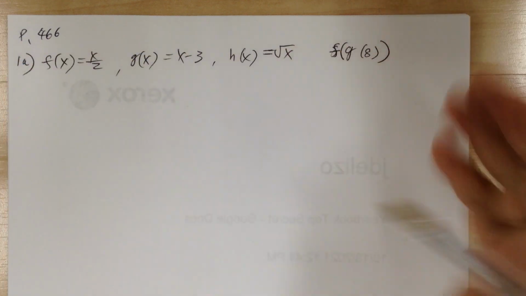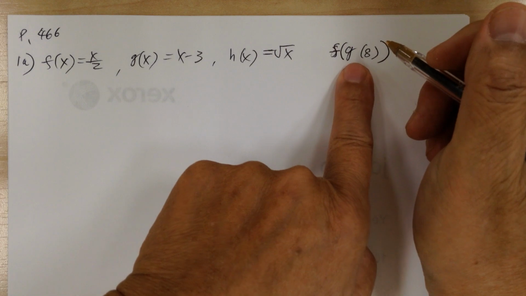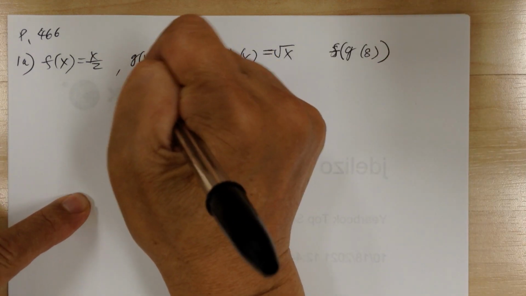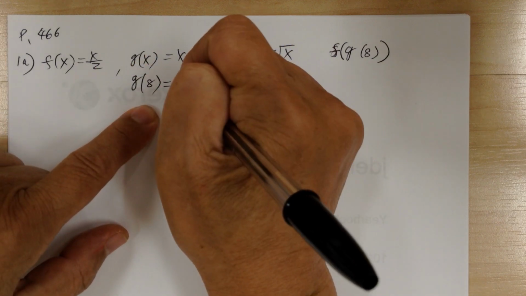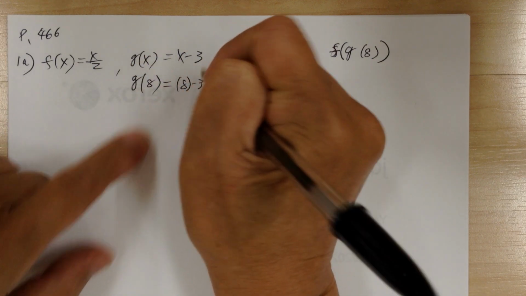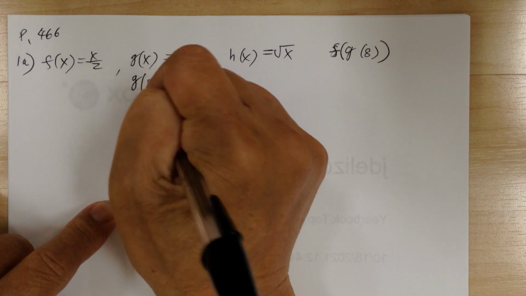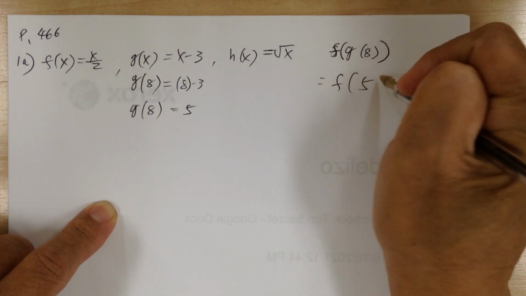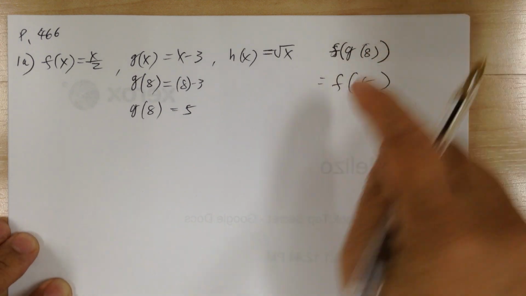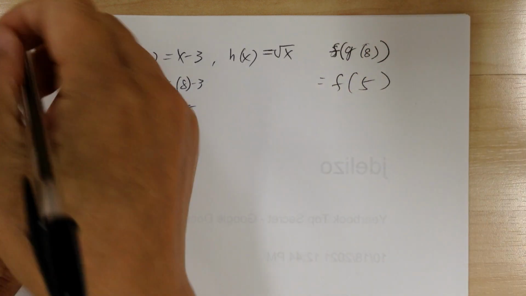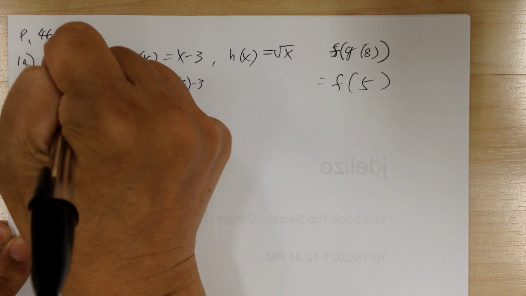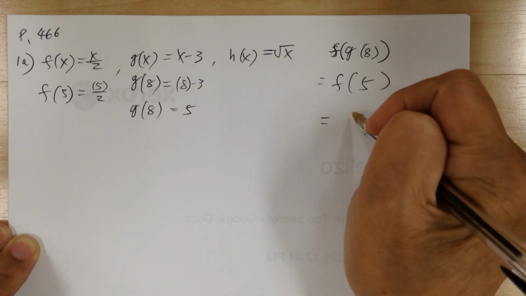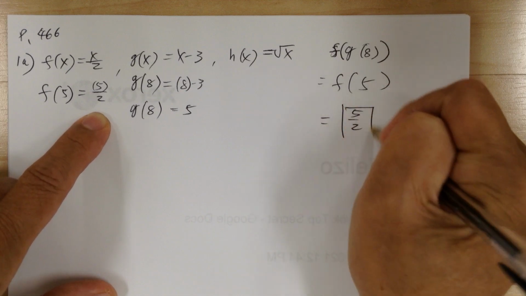Make sure you write out several columns, and let's look for g of 8 first. To look for g of 8, we look for the g function. So g of 8 equals 8 minus 3, so g of 8 equals 5. This is equal to f of 5. Now to find f of 5, we come over here. So f of 5 becomes 5 over 2.